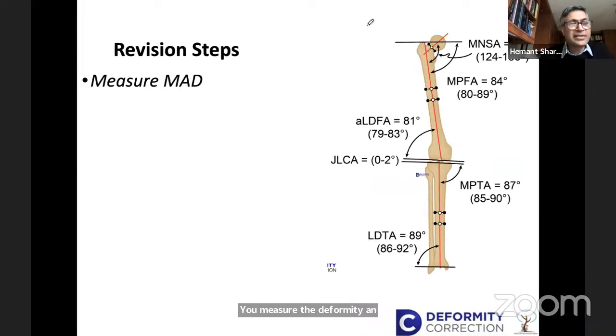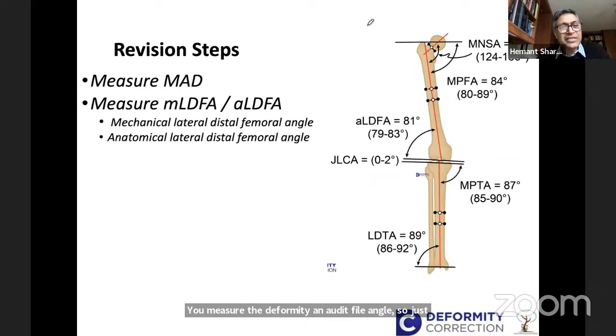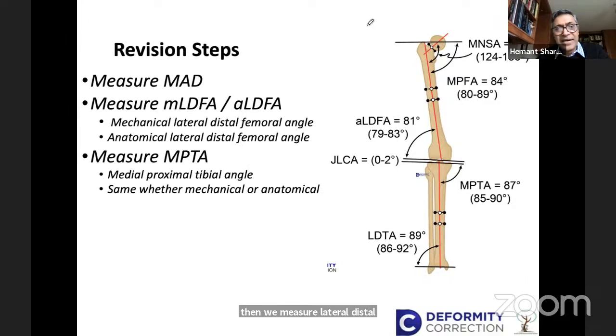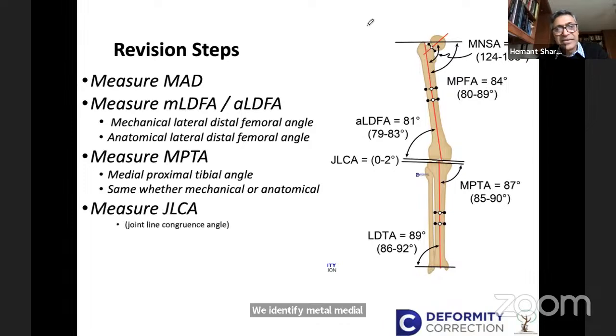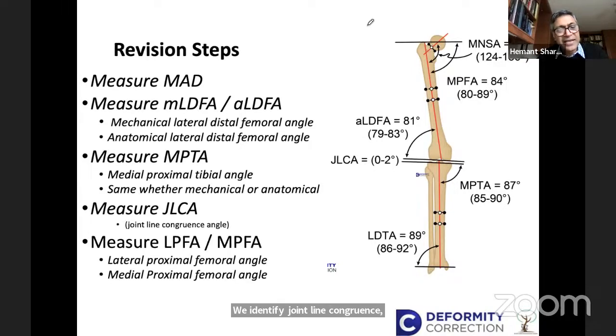So just to revise, you first do a mechanical axis deviation, then we measure the lateral distal femoral angle, either mechanical or anatomical. We identify the medial proximal tibial angle. We identify the joint line congruence angle, and we identify the proximal femoral angle, either medial or lateral, depending on which axis you're using, mechanical or anatomical, and you measure the lateral distal tibial angle.